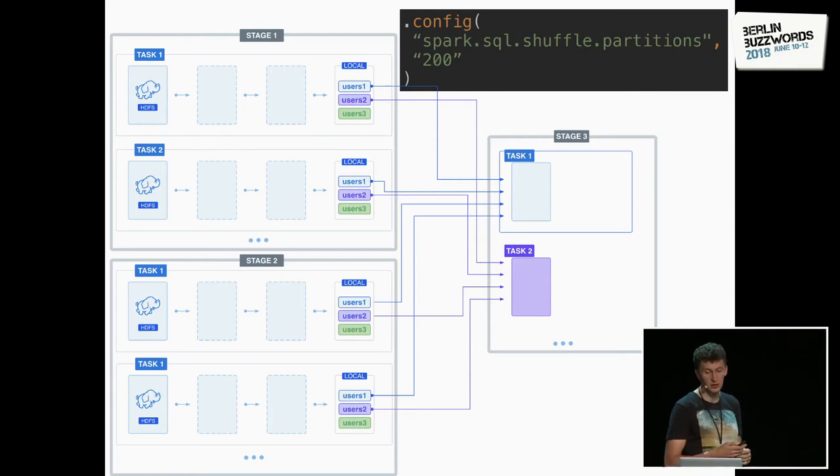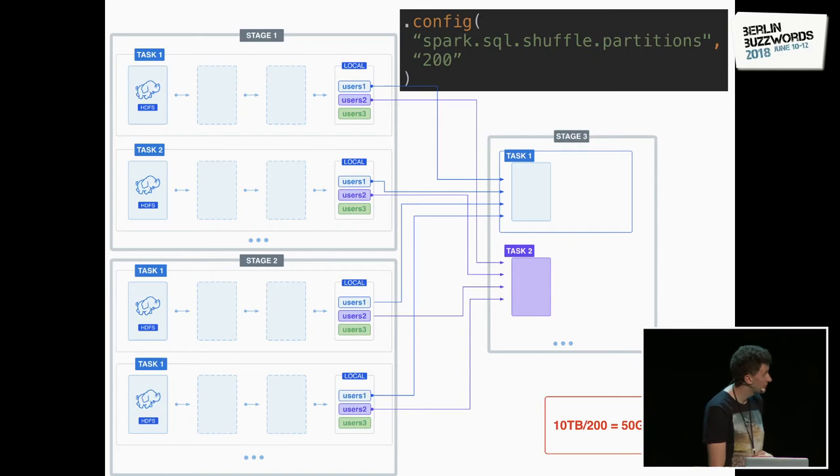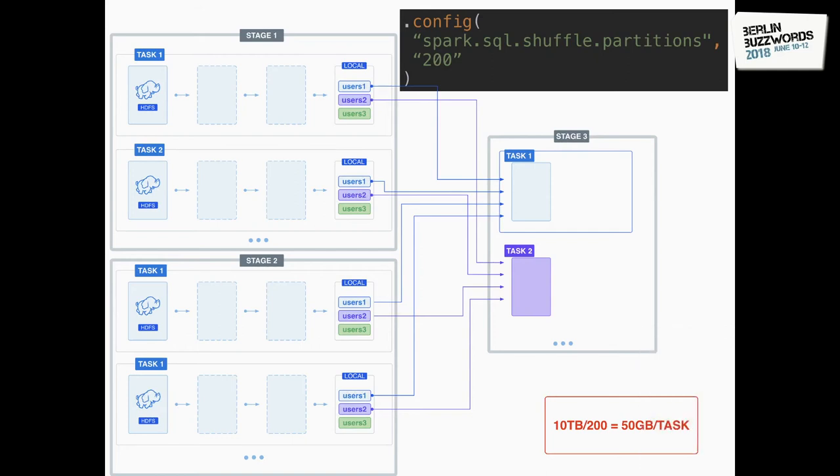And if you are dealing with 10 terabytes of events, you're performing the join, and if we do a quick back of the envelope calculation, 10 terabytes split into 200 tasks is 50 gigs per task. This is too much. You want to keep your executors small for this kind of jobs. So this is too much.